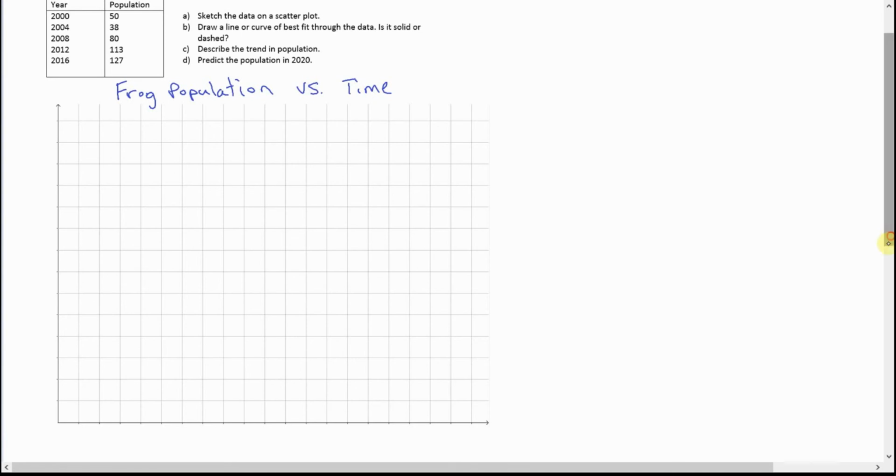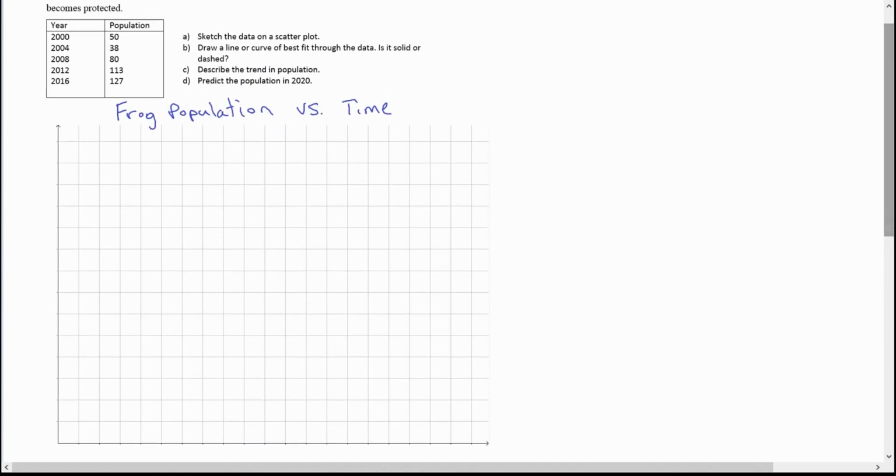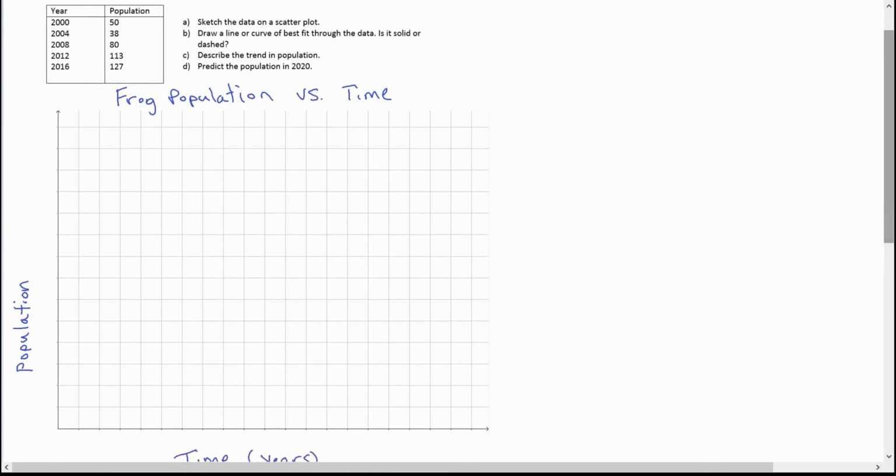And we should label our axes. So down here we have time, in years, and population. You could also put number of frogs, that would be fine. Okay, let's start adding the data.